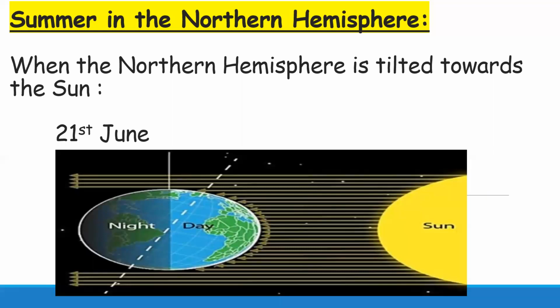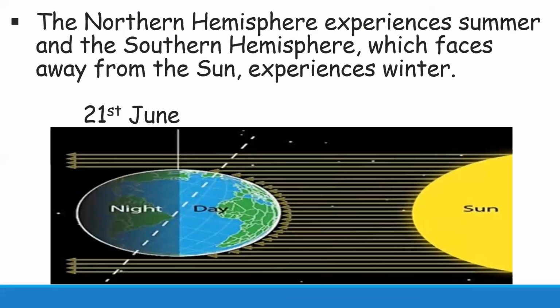Summer in the Northern Hemisphere. In June, when the Northern Hemisphere is tilted towards the sun, the Northern Hemisphere experiences summer, and the Southern Hemisphere, which faces away from the sun, experiences winter.